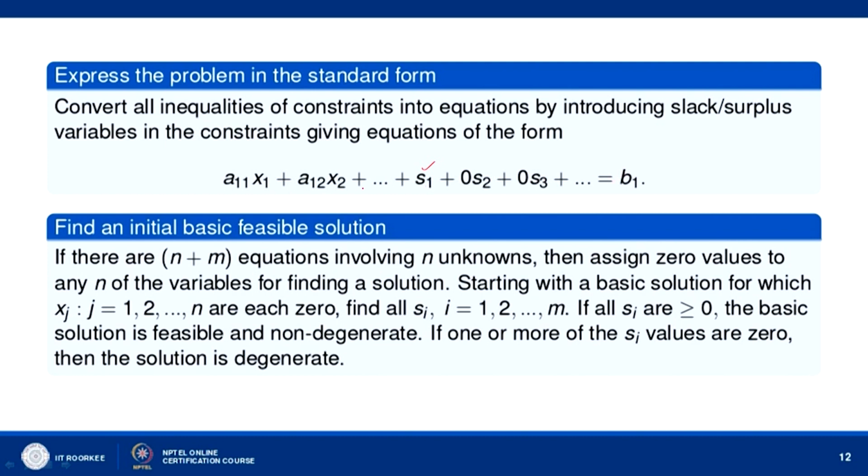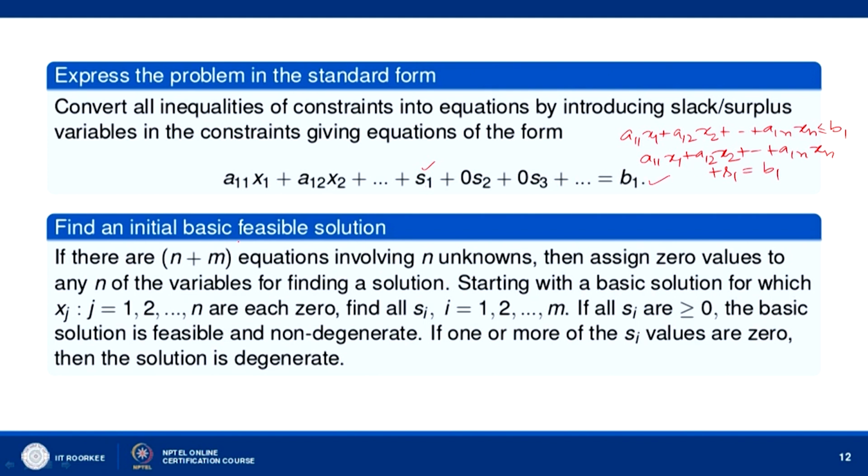So, suppose the constant is like this, a11 x1, a12 x2 and so on, a1n xn less than or equal to B1. Then it can be converted into an equation by using slack variable S1: a11 x1, a12 x2, a1n xn plus S1 equal to B1. We can write it as a11 x1 plus a12 x2 and so on, a1n xn, S1 plus 0 S2, 0 S3 and so on equal to B1.